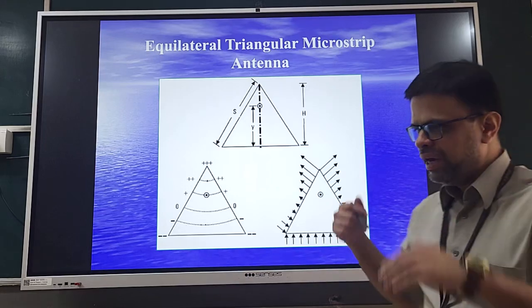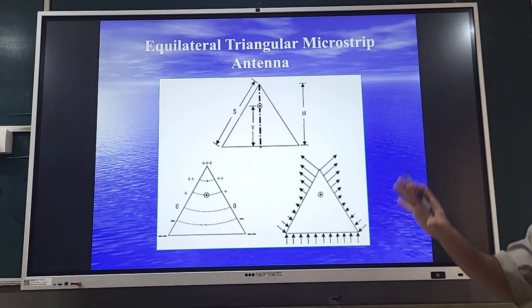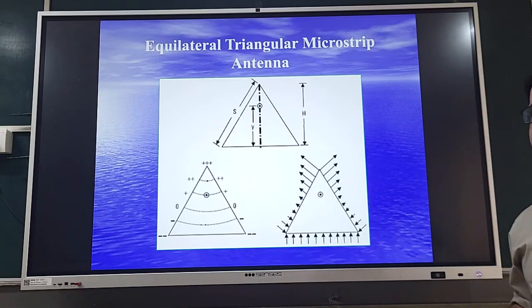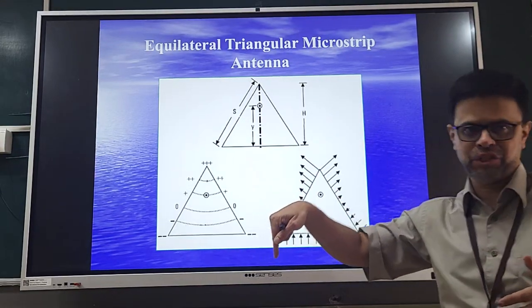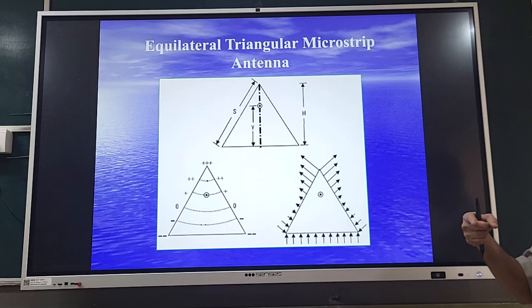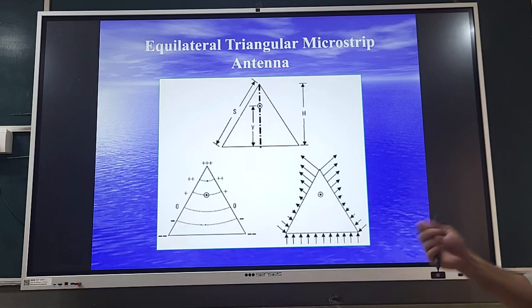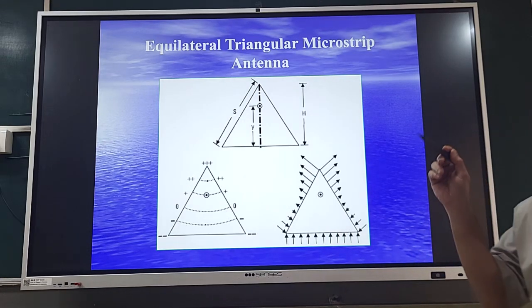Now, in comparison to rectangular patch and circular patch, the difference comes with respect to the centroid. In case of RMSA and CMSA, the centroid coincides with the center of the patch. So all the field variations of the fundamental mode, let it be TM10, TM11, occur with respect to the center of the patch, which eventually is the centroid of the geometry. In this case, the center of the patch and the centroid are at different points. Everything is governed with respect to the centroid.